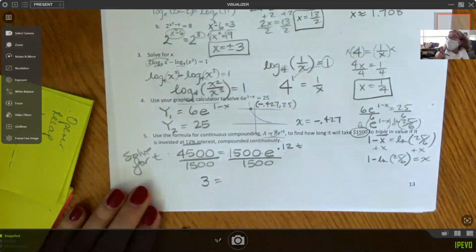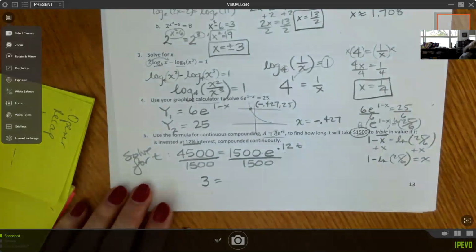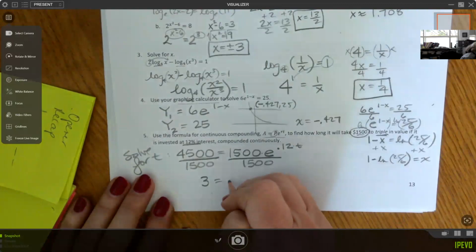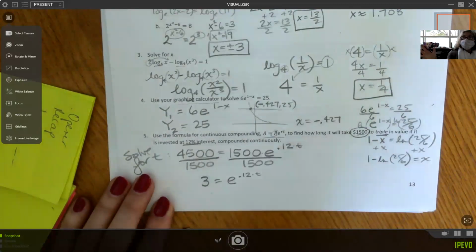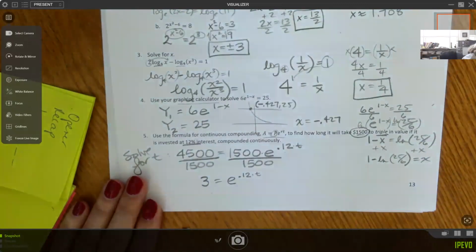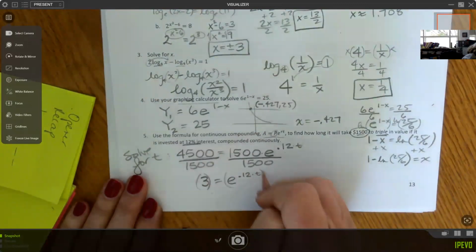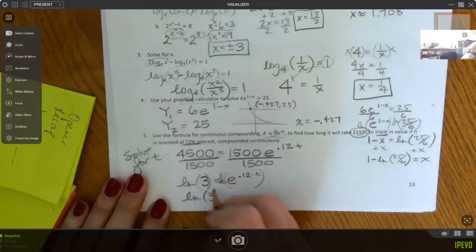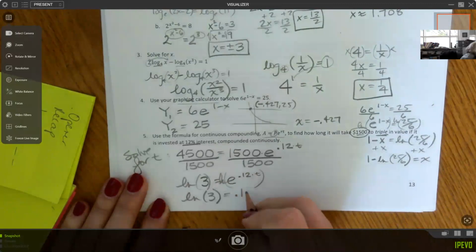No, it's 12% interest. Remember how you moved the decimal, like 3% interest is 0.03. So 12% interest is 0.12. Okay. So it's 0.12 times t. Okay, so I've got e to the 0.12 times t. Now I take the natural log of both sides. So the natural log of 3 equals 0.12 times t.